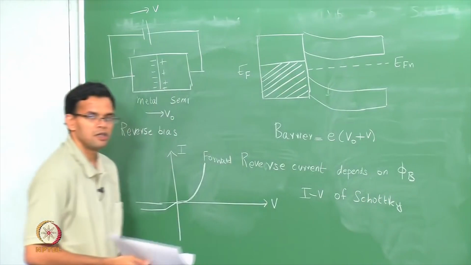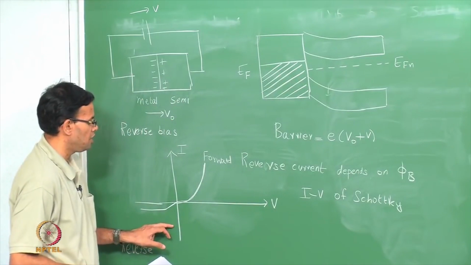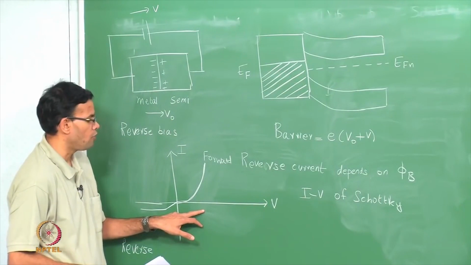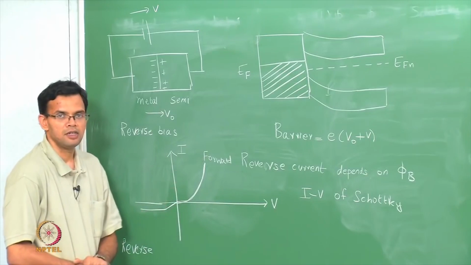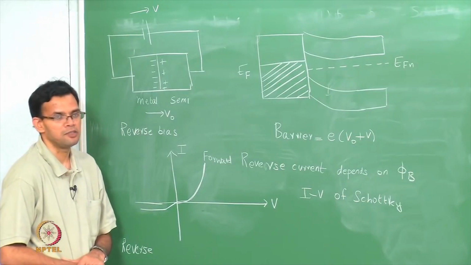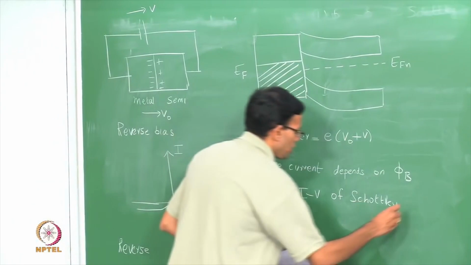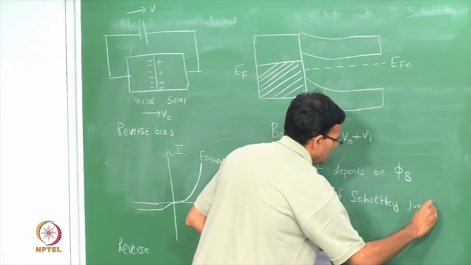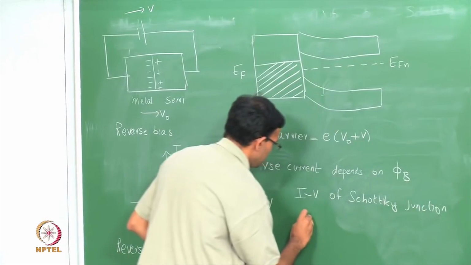So, in this case you have a Schottky junction that will conduct in the forward bias because you see a current, and will act as an insulator when you have a reverse bias. So, a Schottky junction will act as a rectifier.